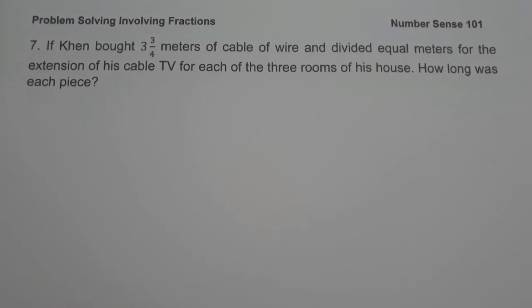On example number 7, if Ken bought 3¾ meters of cable wire and divided it into equal meters for the extension of his TV cable for each of the three rooms of his house, how long was each piece? So to determine how long each piece is, let us simply divide 3¾ meters by 3. So let me show you two different solutions on how we can divide this one.